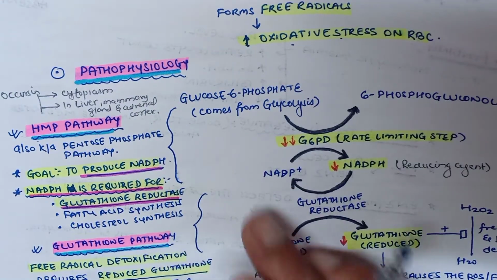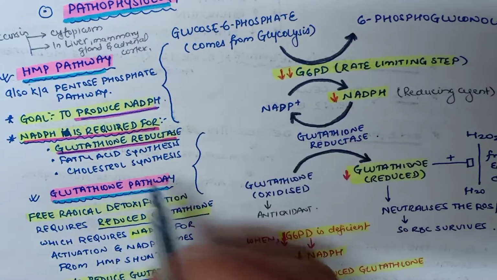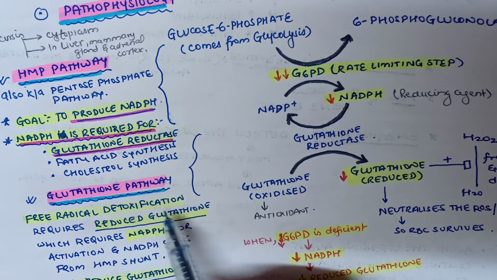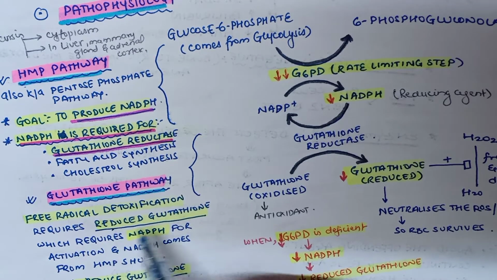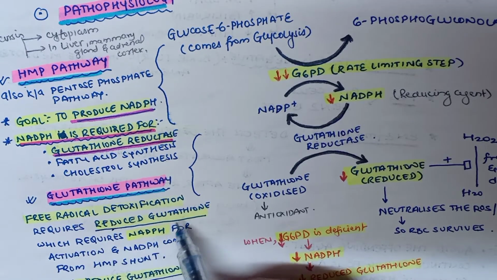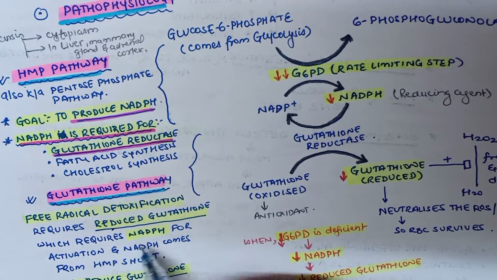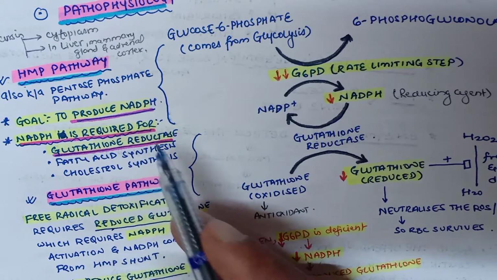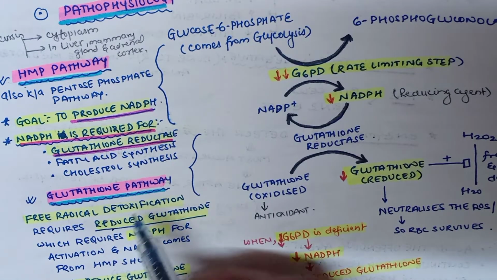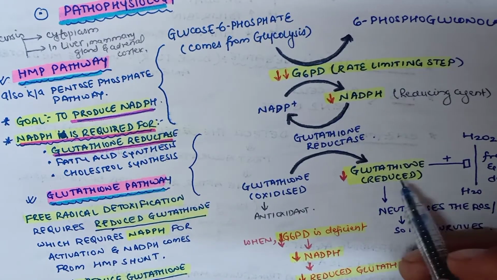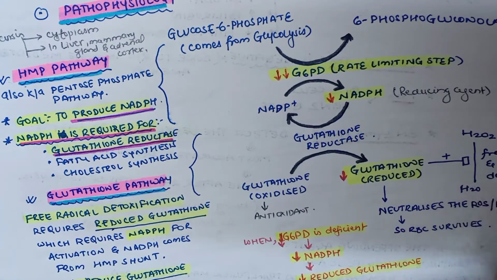And the another pathway is the glutathione pathway. In this pathway there is free radical detoxification, which is done by reduced glutathione, and in order to detoxify the free radical, reduced glutathione requires NADPH, and this NADPH comes from the HMP pathway. The main goal of this glutathione pathway is to form reduced glutathione, which will detoxify the free radicals.